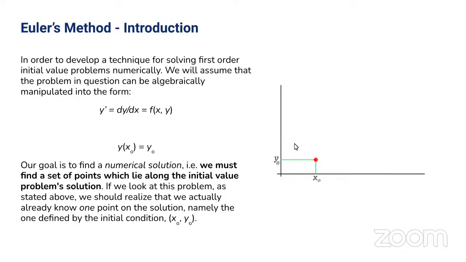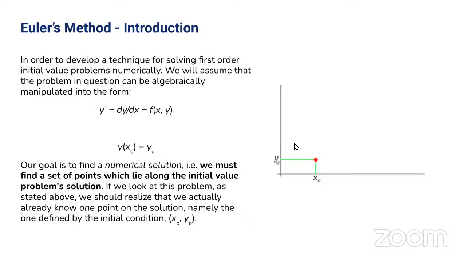Now, for us to understand Euler's method, it will be good to set some notations in place. To start with, we will be using the first order representation of a function, y prime or dy dx equals a function of x and y. And we would also be using the notation y of x naught equals y naught, where x naught is our initial value of x and y naught is our initial value of y. Now, our goal here is to find a numerical solution. We want to find a set of points that would lie along our initial value problem.